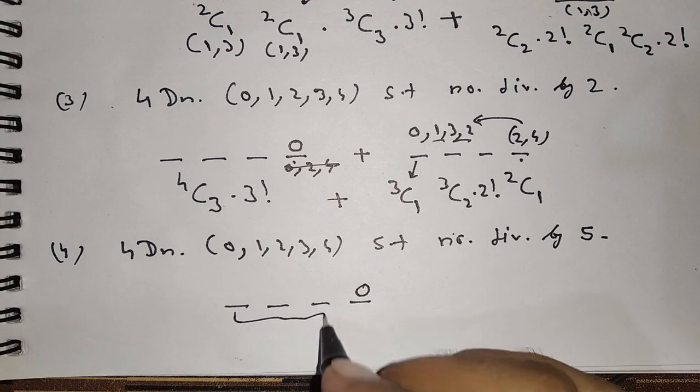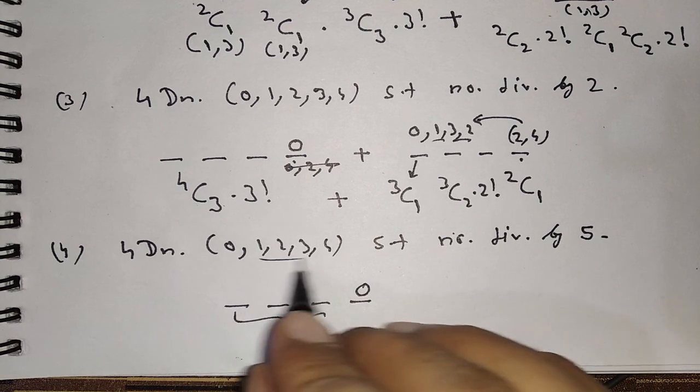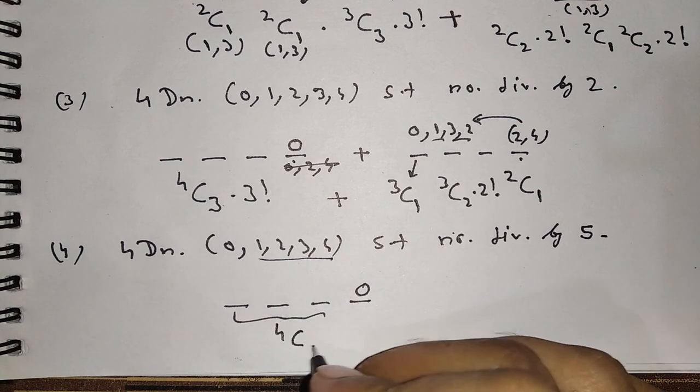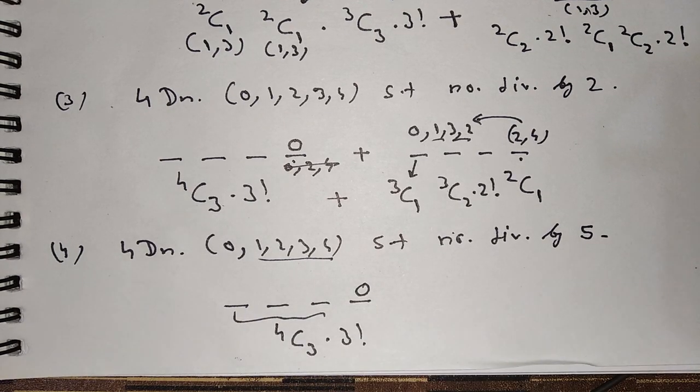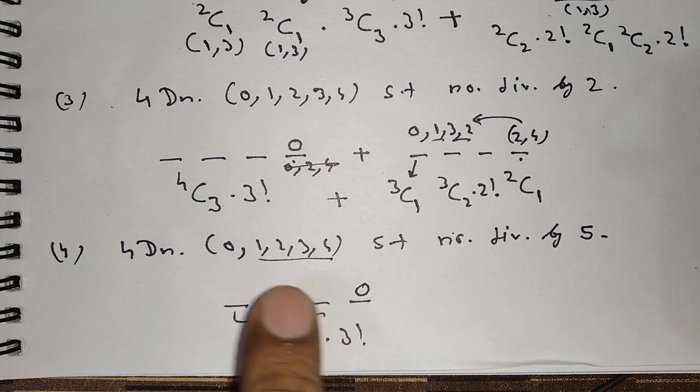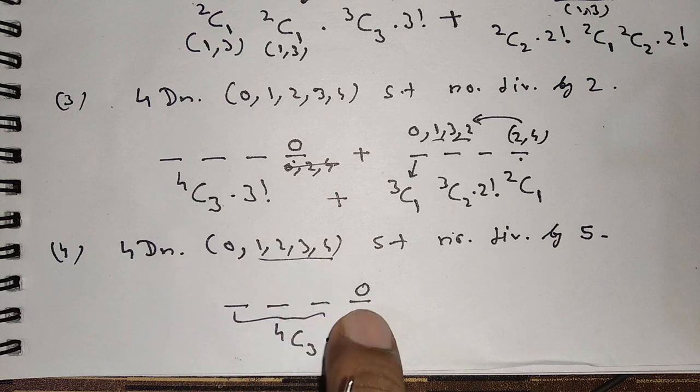Now we have 3 remaining places and 4 remaining digits. So they can be arranged as 4C3 into 3 factorial. We will take only one case because 0 is already fixed and we don't have any other number which can be put at the unit place so that the number is divisible by 5.